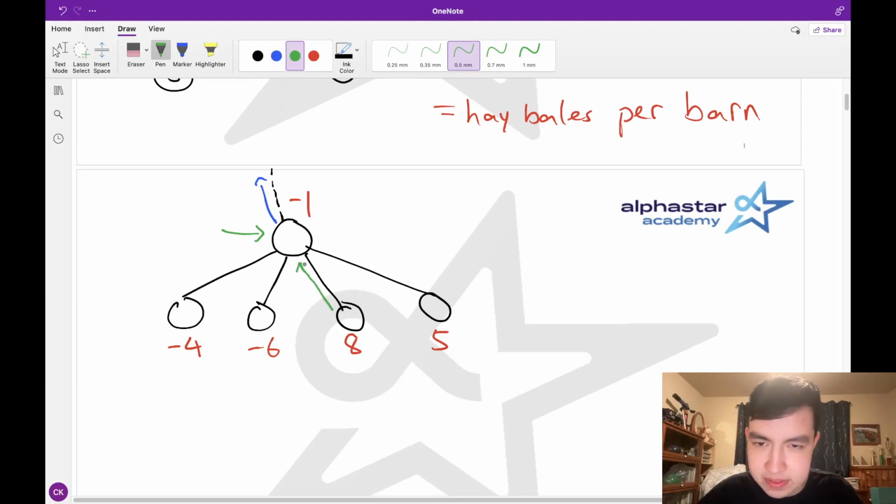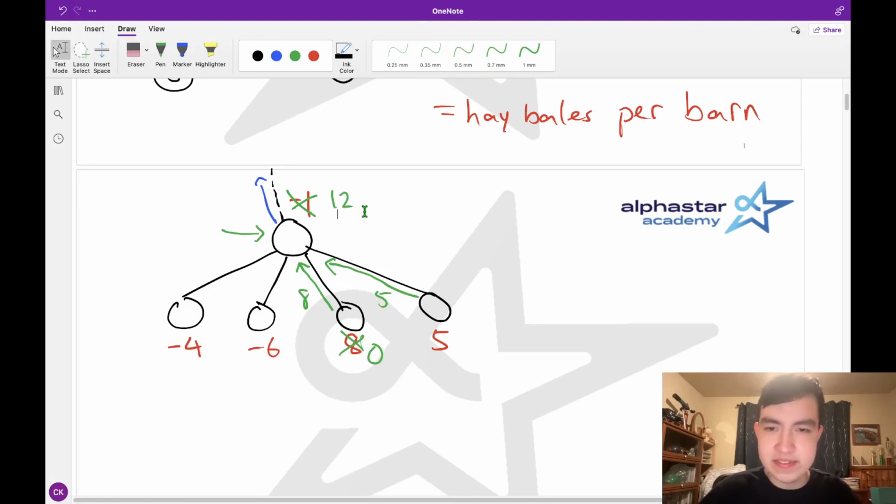So we can move some of the hay bales up there, and that'll move 8 hay bales out of there, so that goes to 0. And then we end up with 7 extra hay bales there. And then same thing for this 5 one. We have 5 extra hay bales for that child, so we can transfer 5 hay bales out of it, and then put it into this one, which gives us a total of 12 hay bales in there.